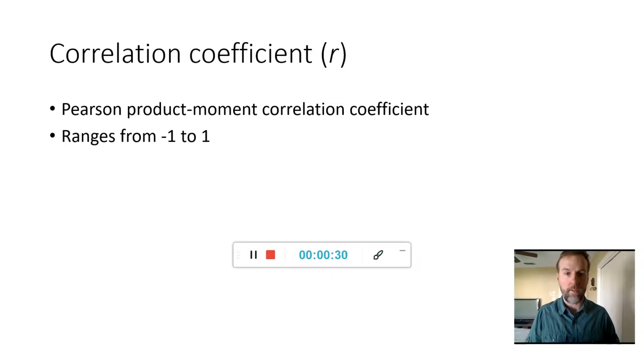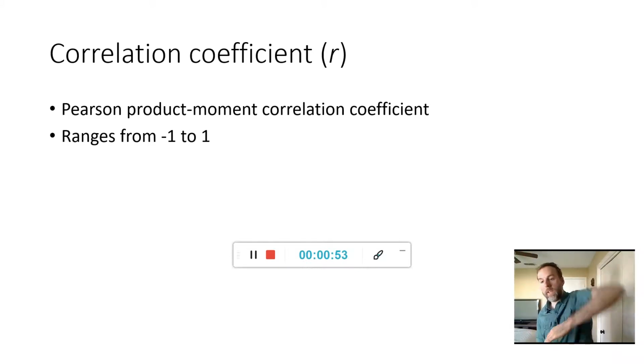Let's start part 2 now. So that correlation coefficient, or the R value, specifically it's Pearson's product moment correlation coefficient, it ranges from -1 to 1. So -1 and 1 would both be a perfect linear relationship, but they would be in opposite directions. So 1 would be a perfect positive relationship, and -1 would be a perfect negative relationship.